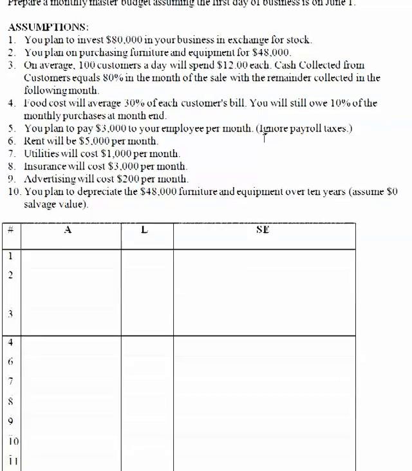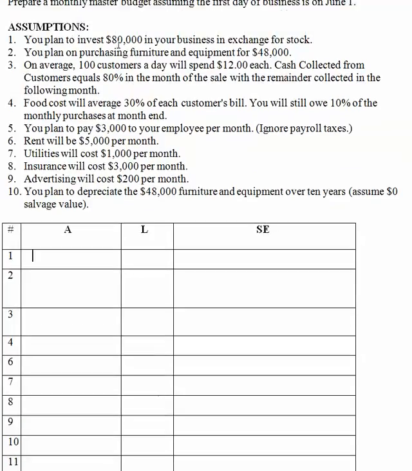So let's go through. We have first, you're investing 80,000. So you're going to, as a business, get cash, debit cash, and give stock to the owner, you, and that's common stock. Now, as far as you're going to take that 80,000, or 48,000 of that 80,000, and buy that furniture and equipment. So you're going to pay out the cash, credit cash, and debit equipment.